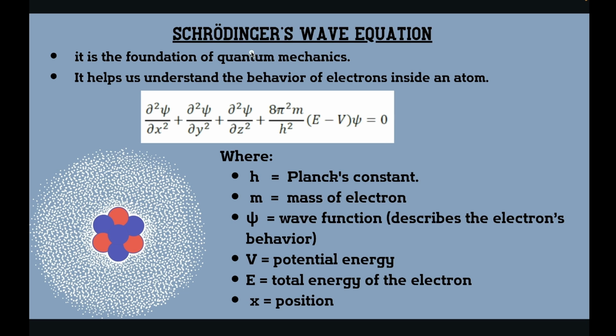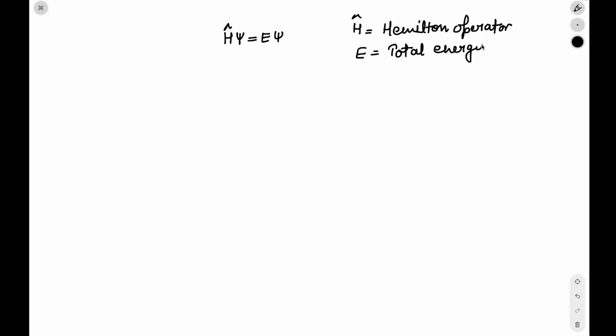So the expression for the Schrödinger wave equation is H-hat psi is equal to E psi, where H-hat is the Hamiltonian operator, E is the total energy of the system, and psi is the wave function.